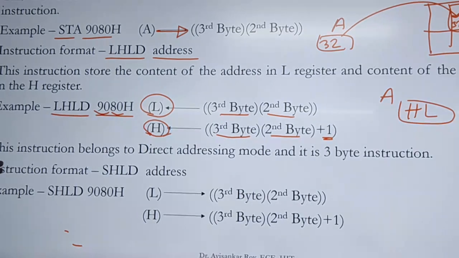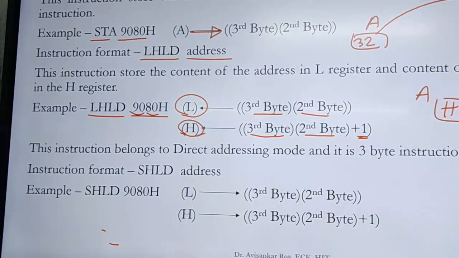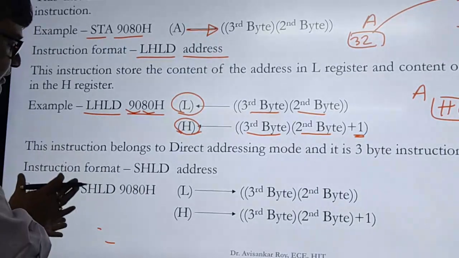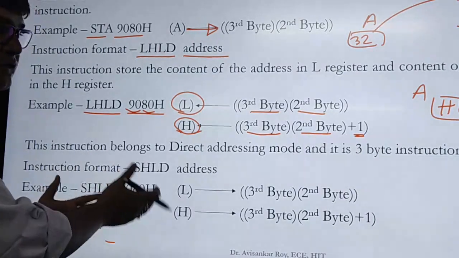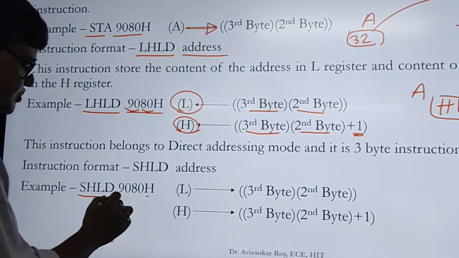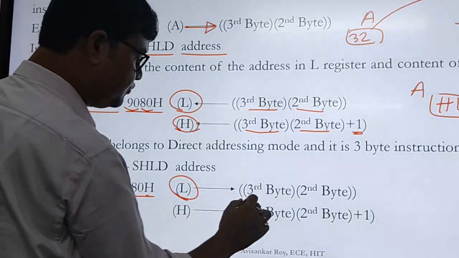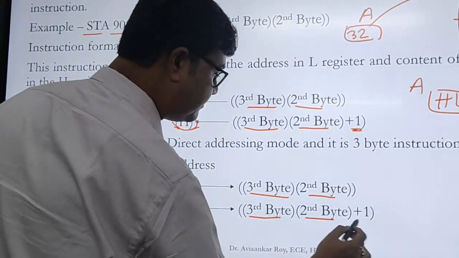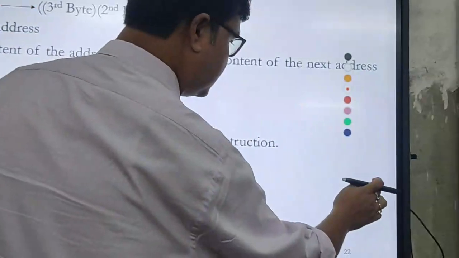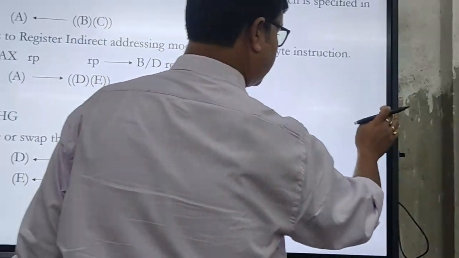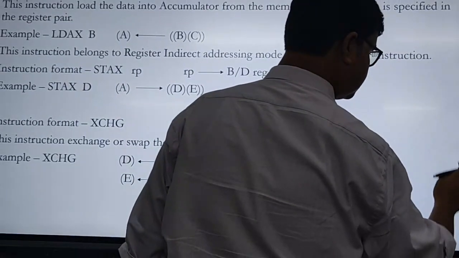Similarly for the SHLD instruction. Using SHLD, we can transfer in the opposite direction. So the content of L and H will transfer to particular memory locations. For example, SHLD 9080. The content of L will move to the third byte, second byte location, and the content of H will move to the third byte, second byte plus 1. That means the next memory location.